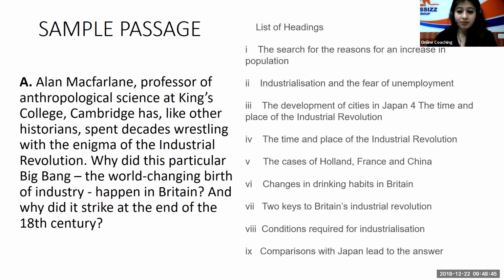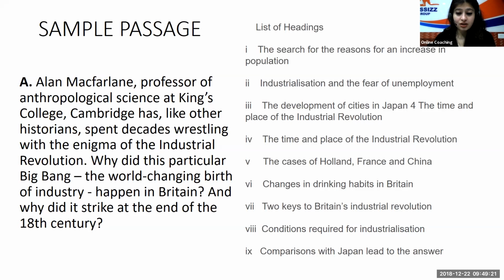The development of cities in Japan for the time and place of industrial revolution. Underline Japan, underline industrial revolution, time and place. Japan is your keyword here because it's a proper noun. The fourth one is again time and place of industrial revolution. So three and four are close, and we'll go for the keyword Japan. Next, the cases of Holland, France, and China, mentioned in any paragraph.